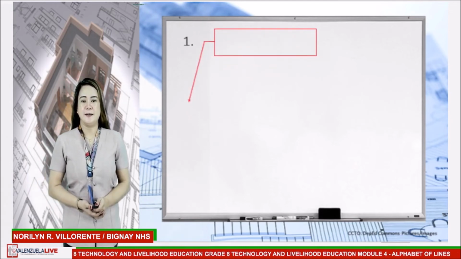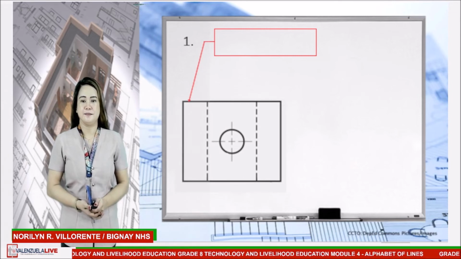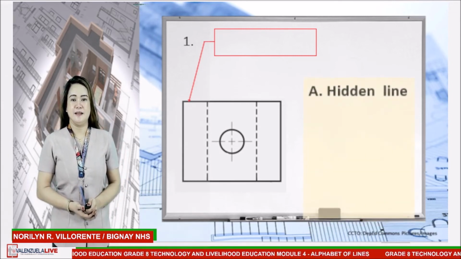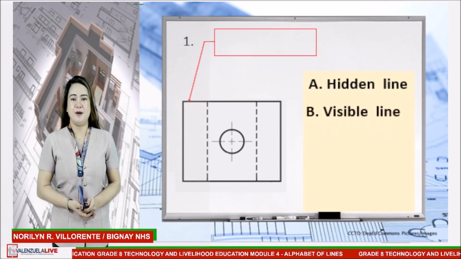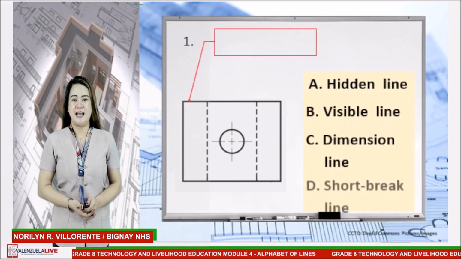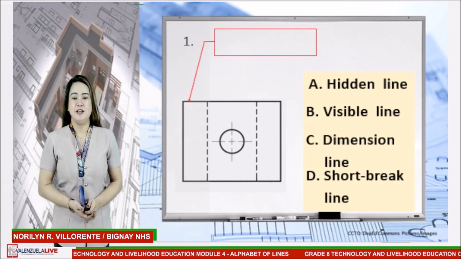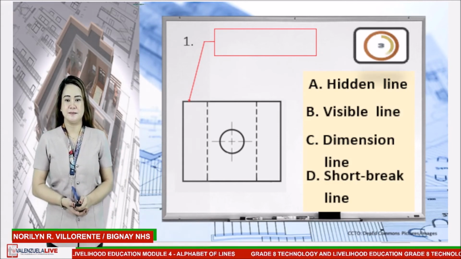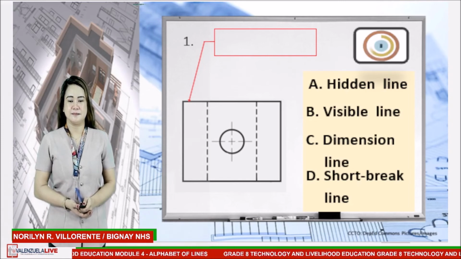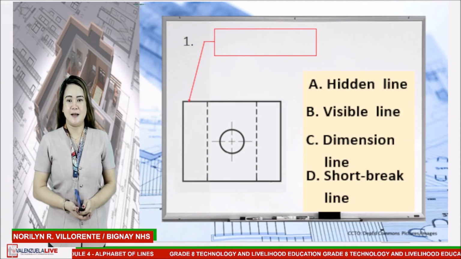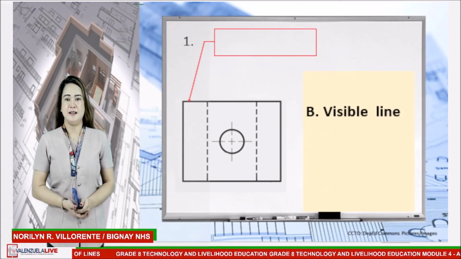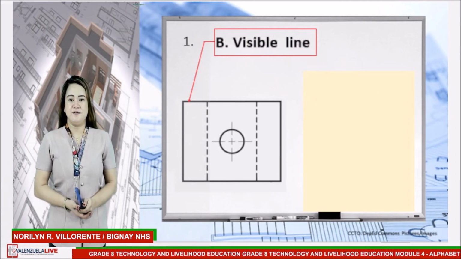Number 1. A, hidden line, B, visible line, C, dimension line, D, short break line. Your timer starts now. Time is up. The correct answer is letter B, visible line.